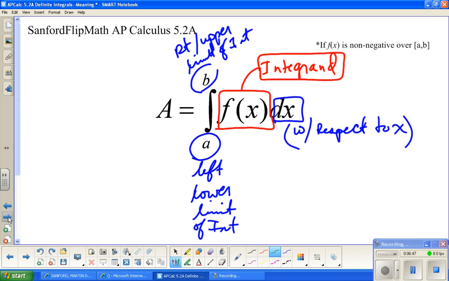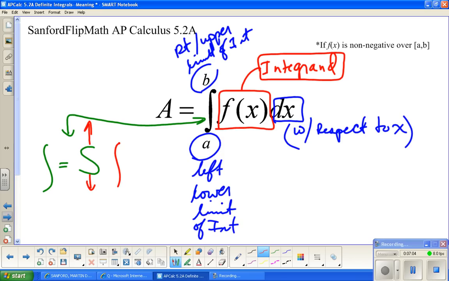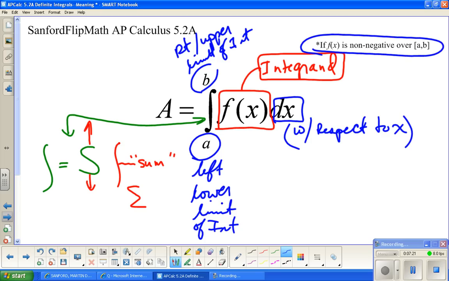And the whole idea is this is based on a bunch of rectangles. Well, this symbol really comes from taking an s and stretching it. So it's a fancy s. It comes from the idea of sum, much like the sigma. It's just a special one, fancied up a little bit. And if you have an f of x, a function that is non-negative over that interval, then what you end up finding is area.